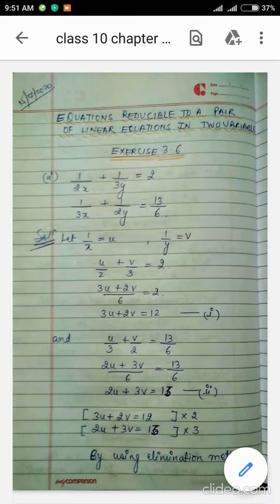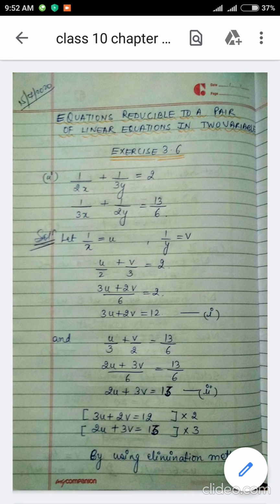Hello, good morning class. Today we start equations reducible to a pair of linear equations in two variables, exercise 3.6. First question is 1 upon 2x plus 1 upon 3y is equal to 2, and 1 upon 3x plus 1 upon 2y is equal to 13 by 6. Here we understand how to reduce the pair of linear equations in this question.